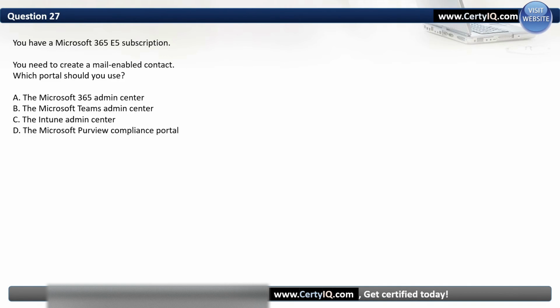Question 27. You have a Microsoft 365 E5 subscription. You need to create a mail enabled contact. Which portal should you use? The correct option is A, the Microsoft 365 Admin Center.